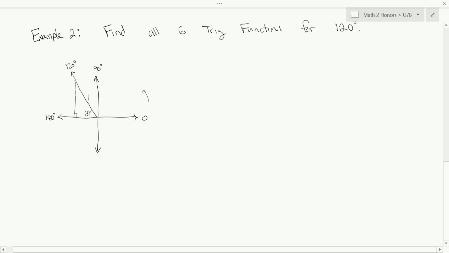In our picture, what's our y value? Root 3 over 2. And what's our x value? Negative 1/2. Good. So we have to choose negative because we're in quadrant 2. We're on the left side of the graph, so make sure all your x values are negative over there. Okay.